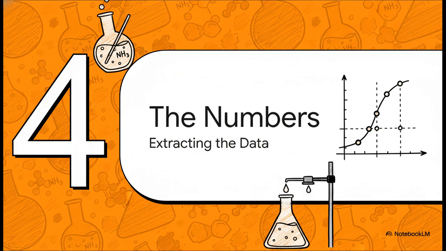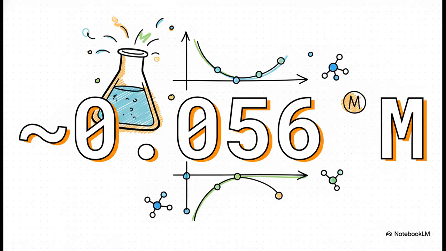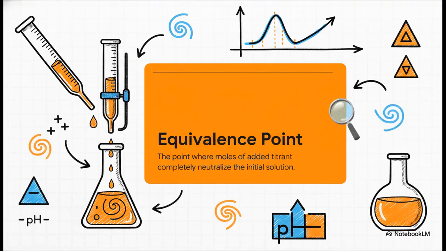Let's start by figuring out the exact concentration of that ammonia we started with. So how do we do that? We can actually work backwards from that starting pH of about 11. From the pH, we can figure out the pOH, and from that, the concentration of hydroxide ions. Once we have that, we just plug it into the equilibrium expression for ammonia, do a little bit of math, and that'll spit out the initial concentration for us. And when you run those numbers, you get this. The concentration of the ammonia in the beaker at the very beginning was about 0.056 molar. Pretty cool, huh?